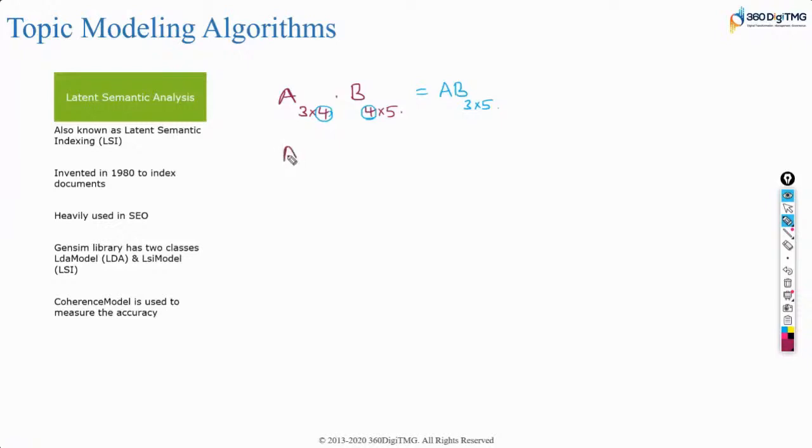But if I take B, which is 4 by 5, and multiply it with A, which is 3 by 4, can we multiply? No, we cannot. Why? Because here and here you have different numbers. So the number of columns here do not match with the number of rows. Hence, matrix multiplication is not possible. Okay, this is also clear for you all.